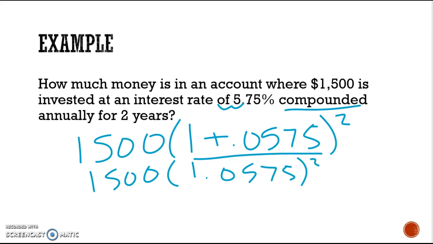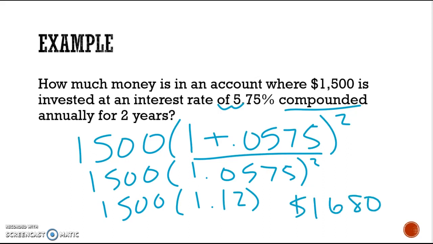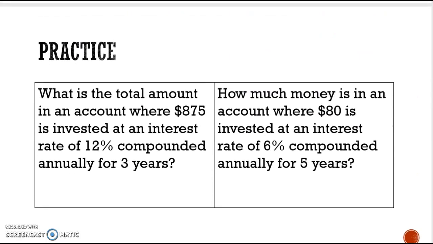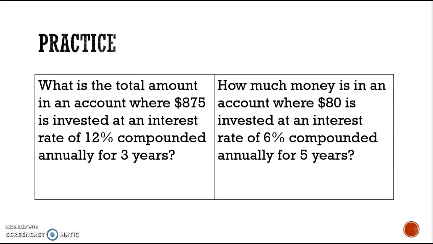So 1.0575 squared means 1.0575 times 1.0575. So when you type that in your calculator, it gives you a long answer, but we're just going to round it to the nearest hundredth, so 2 numbers. So it's going to be 1.12. Okay, so round it here, and then what you're going to do is multiply that times 1,500. So that gives us an answer of $1,680. So again, go ahead and practice this, stop the video, and start it again when you're done.